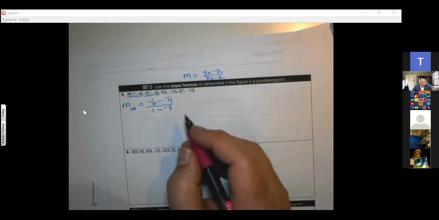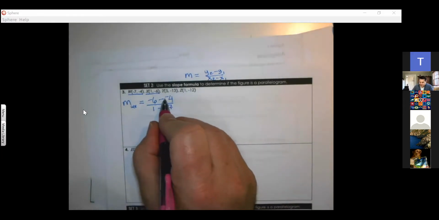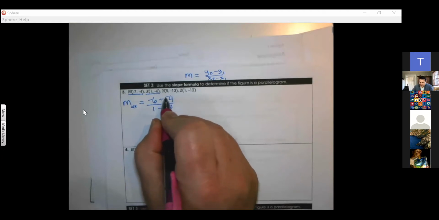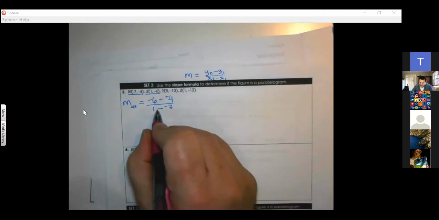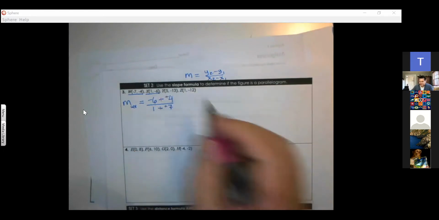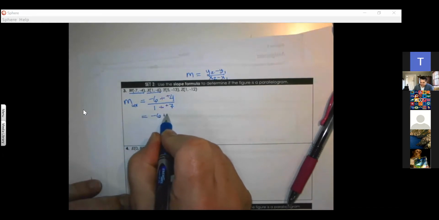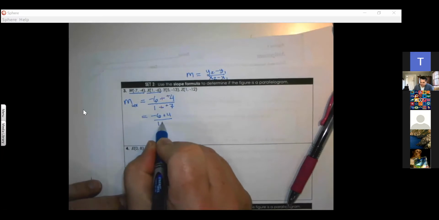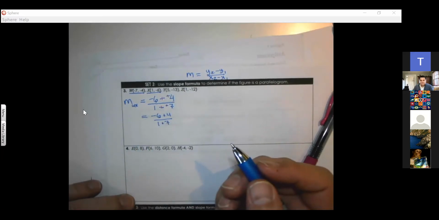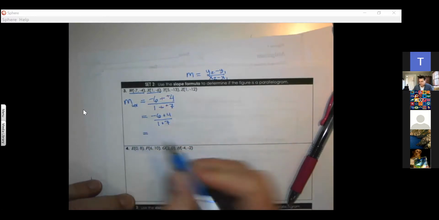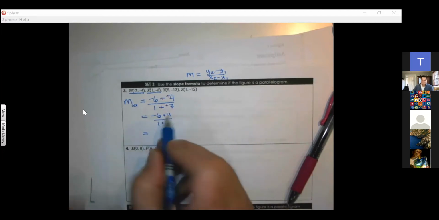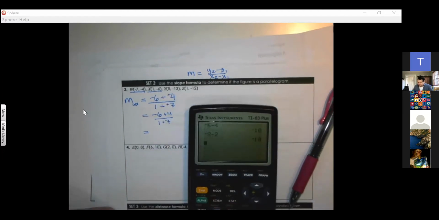And like Tomas was talking about, we have the opportunity to look at two of these in a row. When you've got minus and negative, we can just call that a plus. And when we've got minus and negative, we can call that a plus. So really what we're looking at here is negative 6 plus 4 over 1 plus 7. And maybe that's still tough for me. Okay, so pull out the calculator. Negative 6 plus 4, negative 2. And I could have just done that from the start.